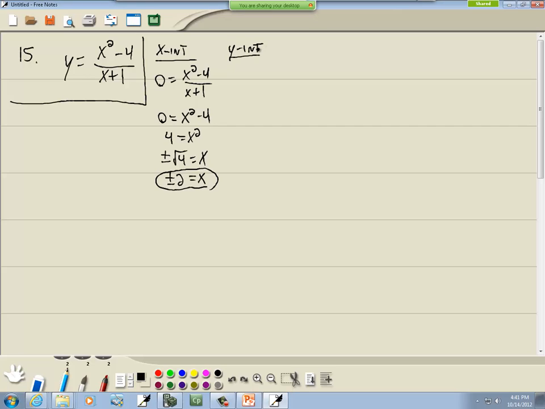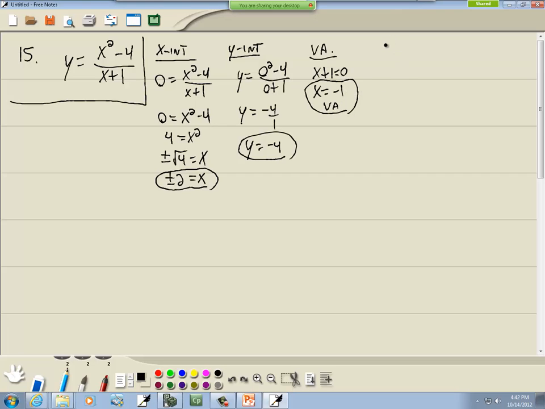Now our y-intercept. Always want to plug 0 into the other variable, so plug 0 in for x. So we've got y is equal to 0 squared minus 4 over 0 plus 1, which gives us negative 4 over 1, or y is equal to negative 4. Now for our vertical asymptotes. We'd normally factor the top, factor the bottom, cancel, but there's nothing to cancel. So we'll go directly to step 3, set the denominator equal to 0 and solve. So take the 1 over, it becomes a negative 1. And that's our vertical asymptote. For horizontal asymptote, the degree of the top is larger than the bottom, so there is none.